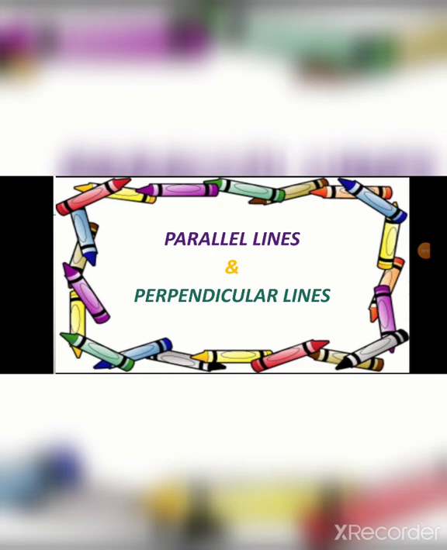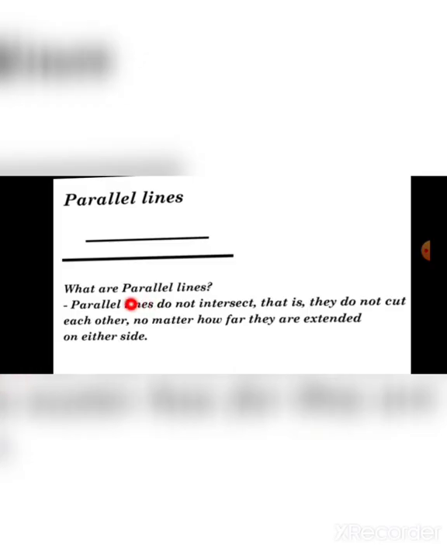Now students, our last topic is the parallel lines and the perpendicular lines. Let's see what are parallel lines. Parallel lines do not intersect, that is, they do not cut each other no matter how far they are extended on either side. As you can see in the picture, the two lines which are drawn along each other are called parallel lines.